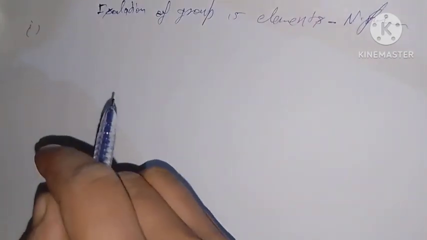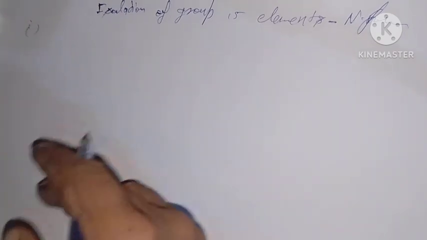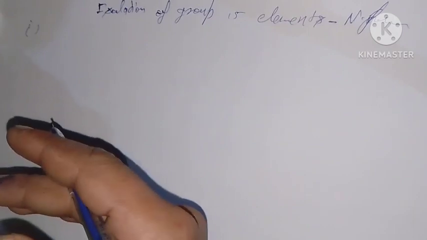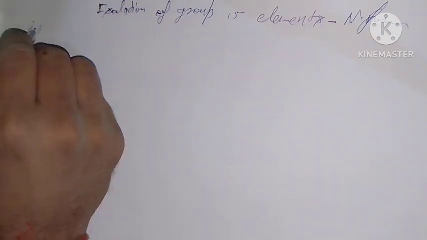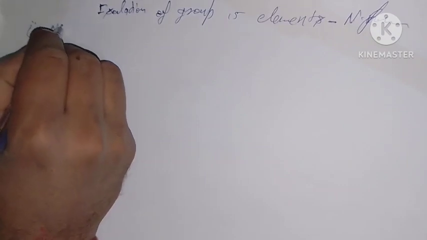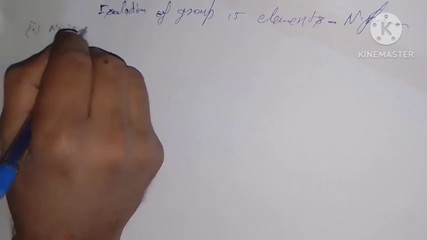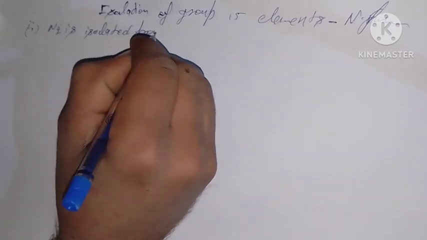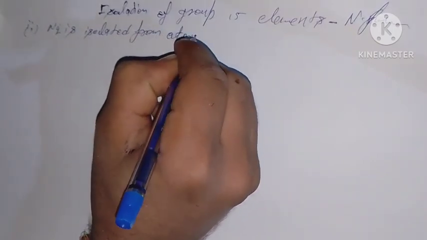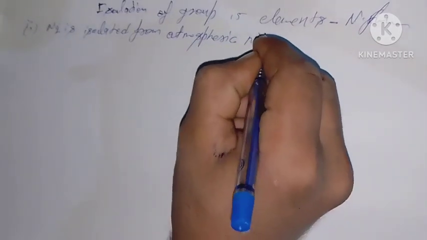Nitrogen is isolated from atmospheric nitrogen. Liquid air and fractional distillation separates out the nitrogen and oxygen fractions. Okay. Nitrogen is isolated from atmospheric nitrogen.